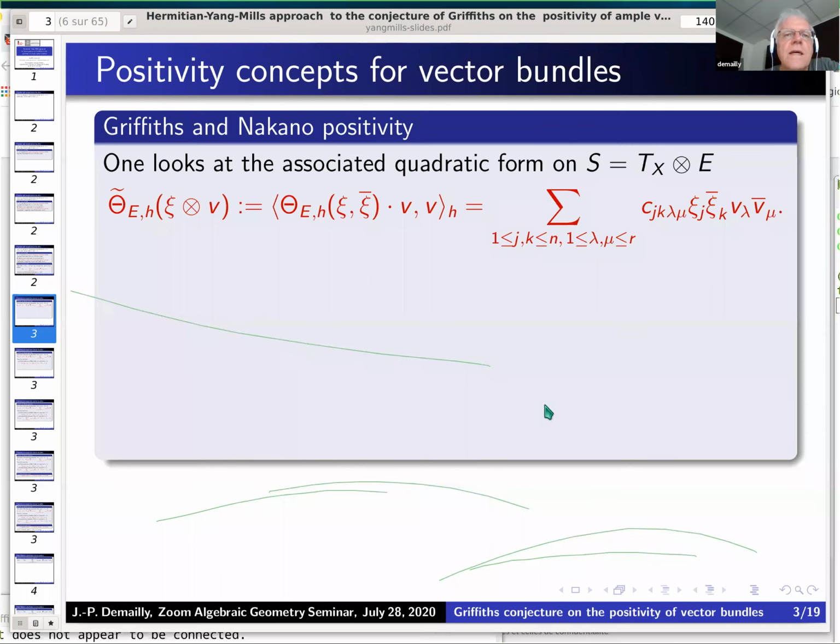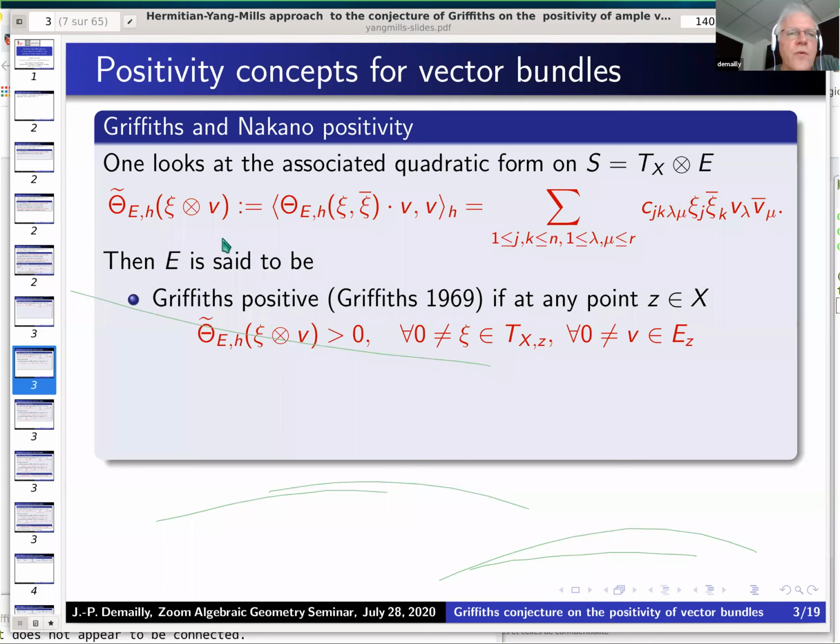And then you can associate to this tensor a quadratic form on the tensor product of the tangent bundle and the vector bundle E. So it has exactly the same coefficients. Now you pick a tangent vector xi, a vector v in the vector bundle E, and then you obtain this sum of c_jk lambda mu xi_j, xi_k bar, v_lambda v_mu bar, which is just a quadratic form here.